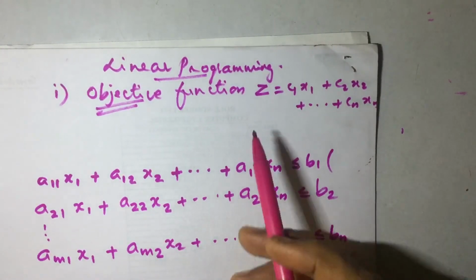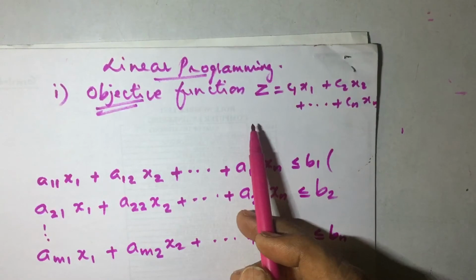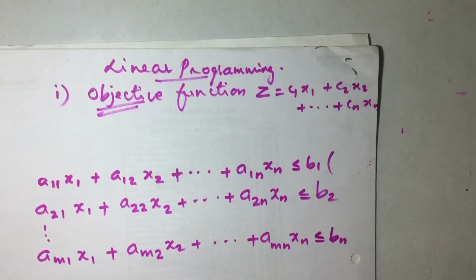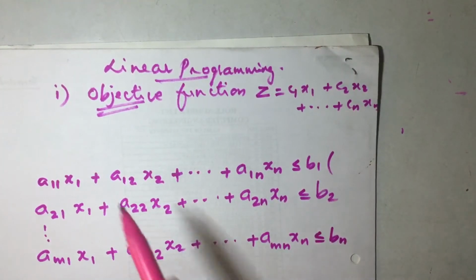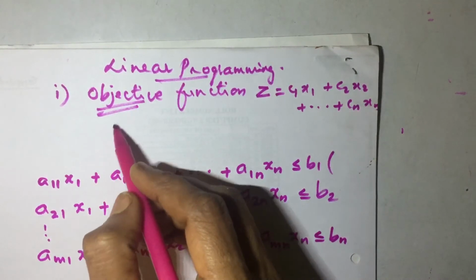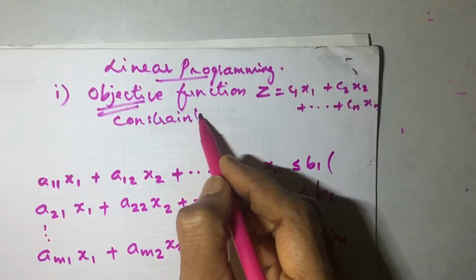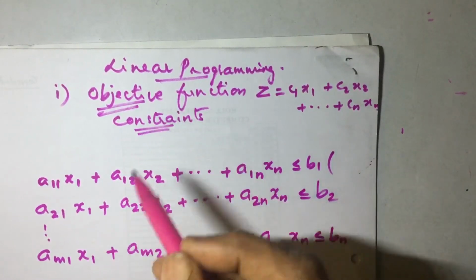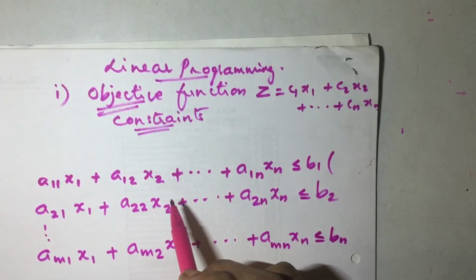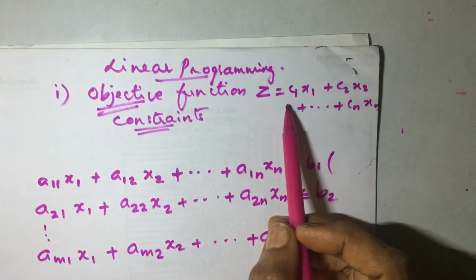Now here this Z is the objective function. This is to be maximized or minimized under certain conditions. Those conditions are called constraints. This is very important here. These constraints are very important in a linear programming problem. So now this is the objective function.